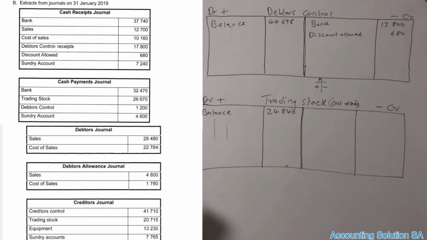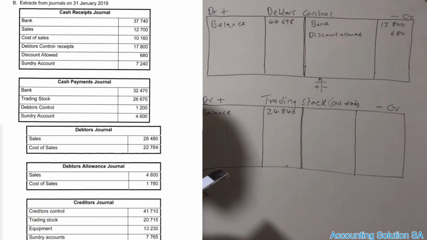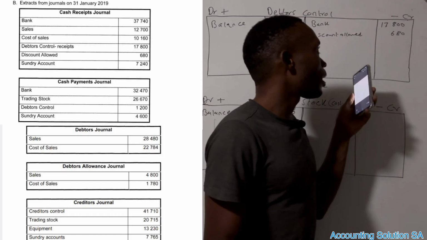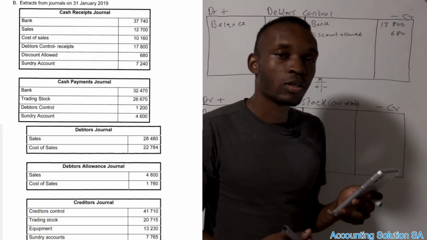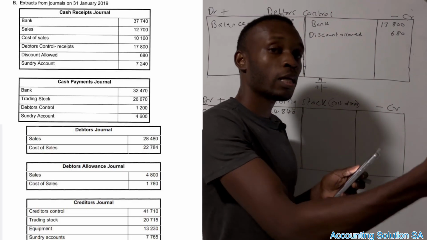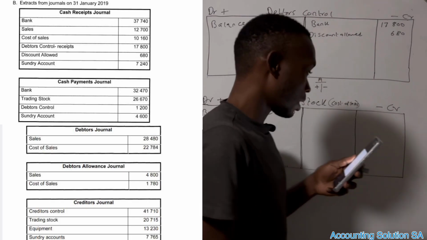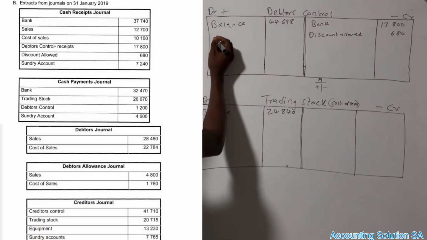I think under cash receipts, we are done. And cash payment, we have a debtors control. In other words, we lend our customer money. We paid him. He must pay us back, which means that his liability is increasing. Okay?